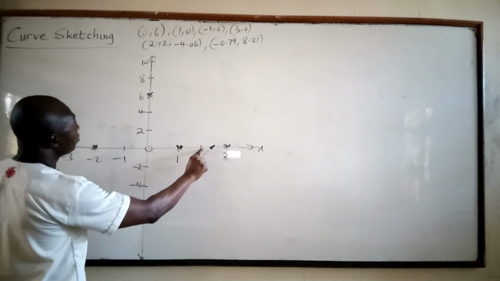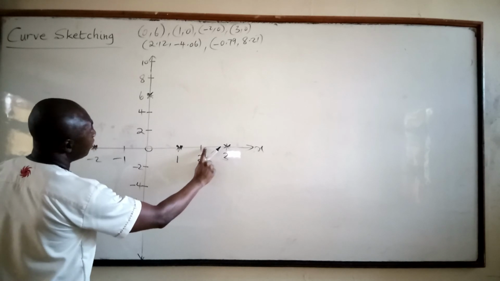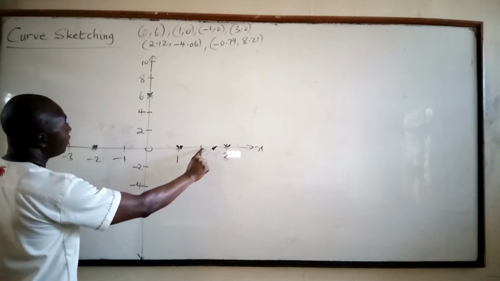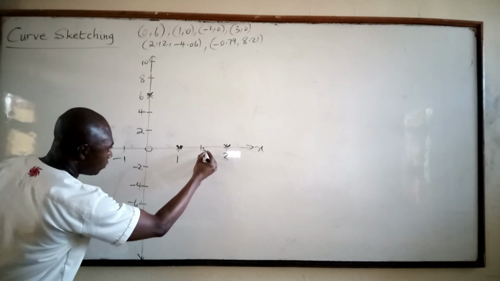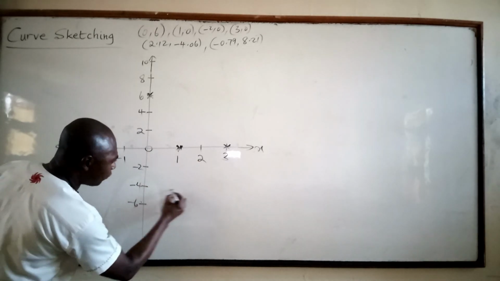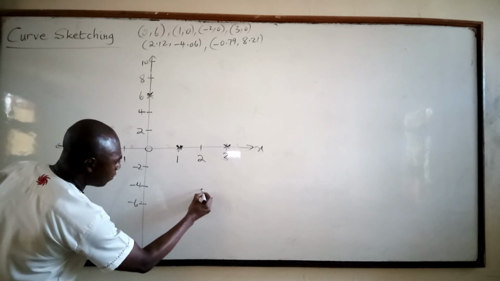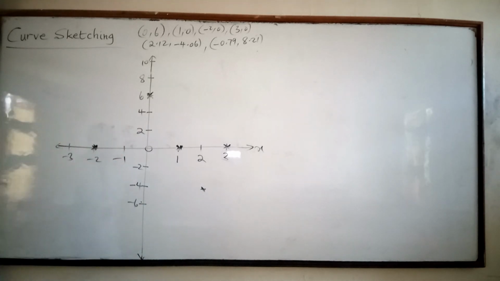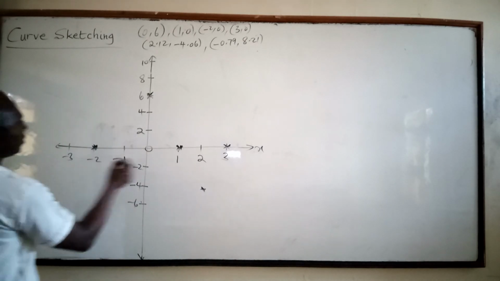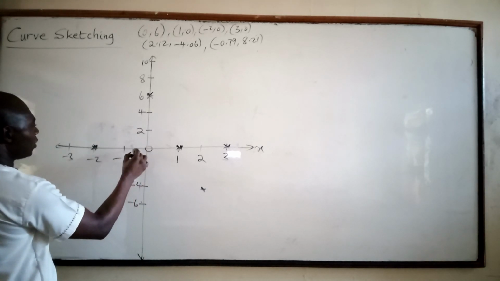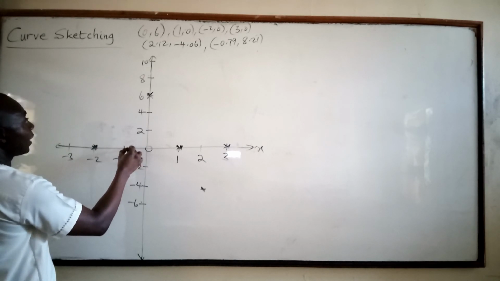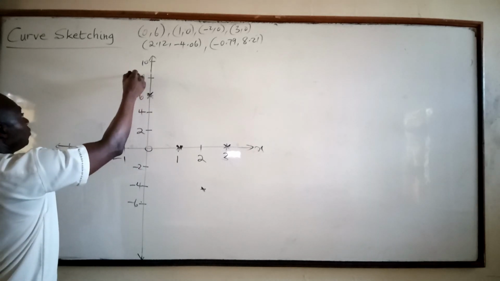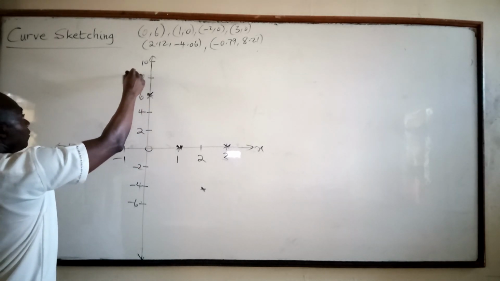Now we also have 2.12. So this 2.12 will be somewhere here, isn't it? Very close to the 2. Against negative 4.06. So maybe somewhere here. This is the negative 4. This is just a sketch. And then lastly, negative 0.79 is somewhere here. Against 8.21. So 8.21, let's assume that is somewhere here.